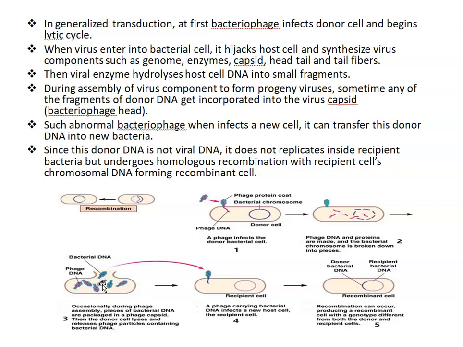Then what will happen? Because this donor DNA is not viral DNA, it doesn't replicate inside the recipient bacterium, but undergoes homologous recombination with the recipient bacterial cell, right? So a new type of cells are formed, called recombinant cells.